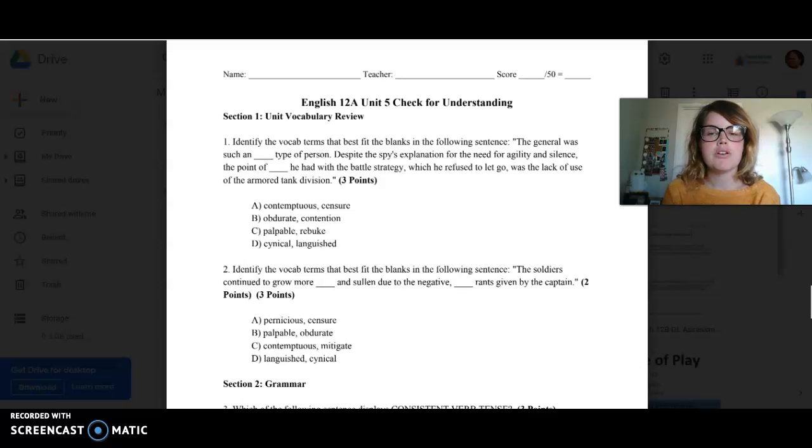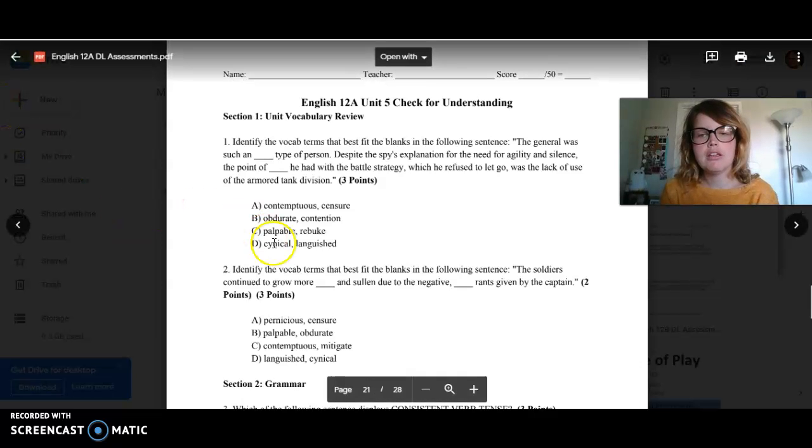Number 1, identify the vocab terms that best fit the blanks in the following sentence. The general was such an blank type of person. Despite the spy's explanation for the need for agility and silence, the point of blank he had with the battle strategy, which he refused to let go, was the lack of use of the armored tank division. A, contemptuous and censure, B, obdurate and contention, C, palpable and rebuke, or D, cynical and languished. So figure out what fits the blank there and choose that.